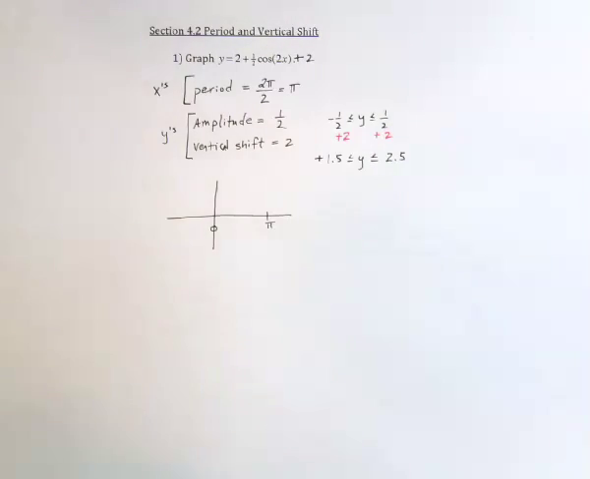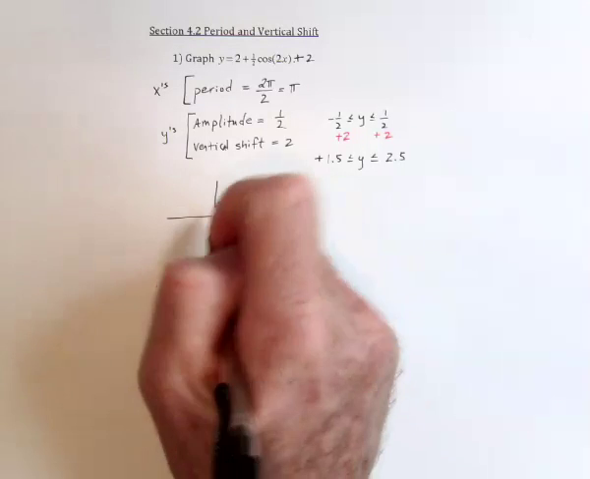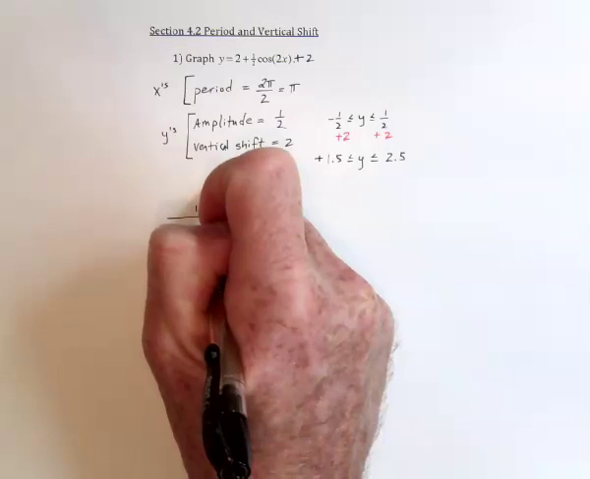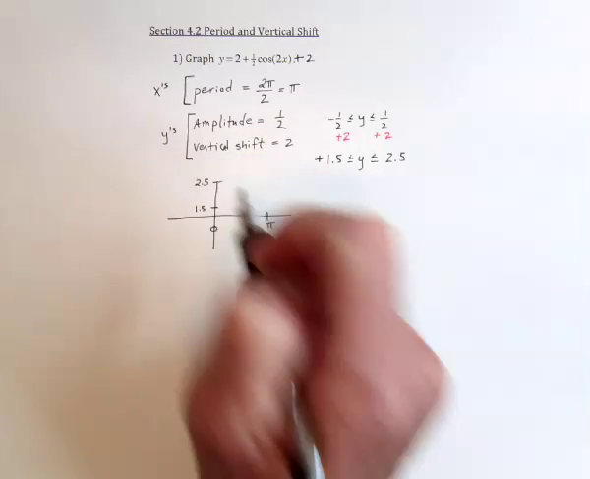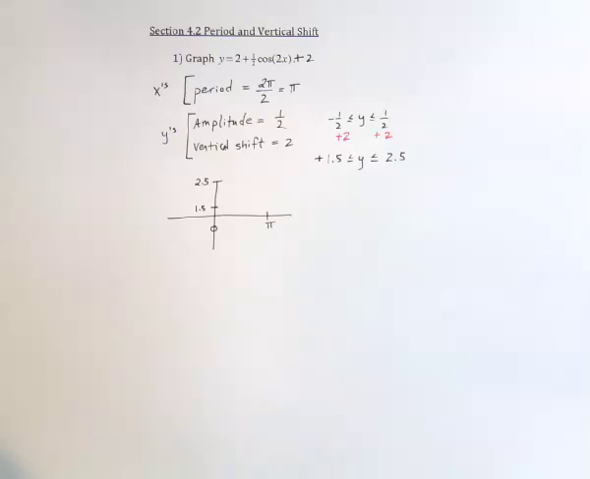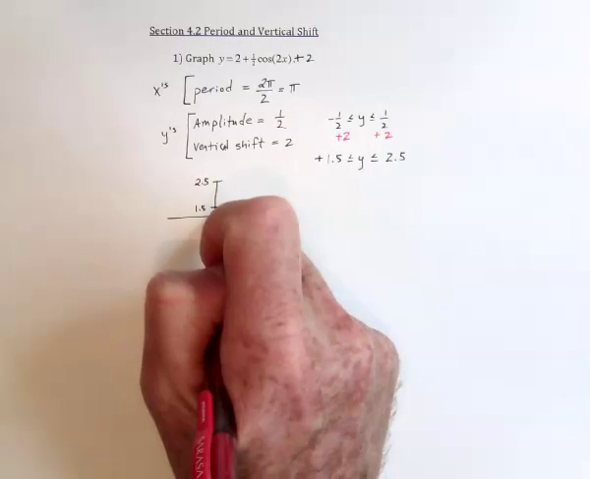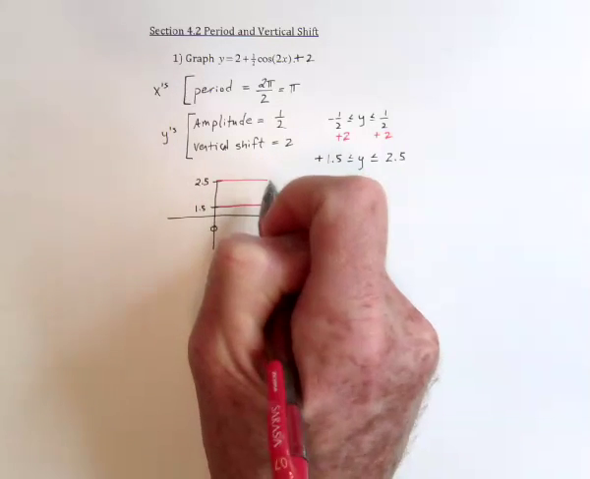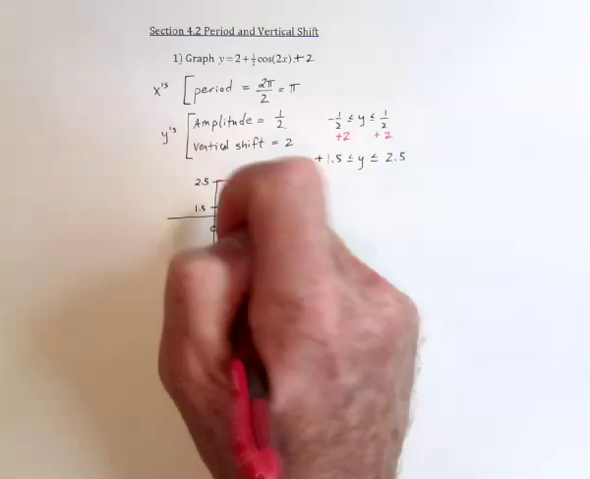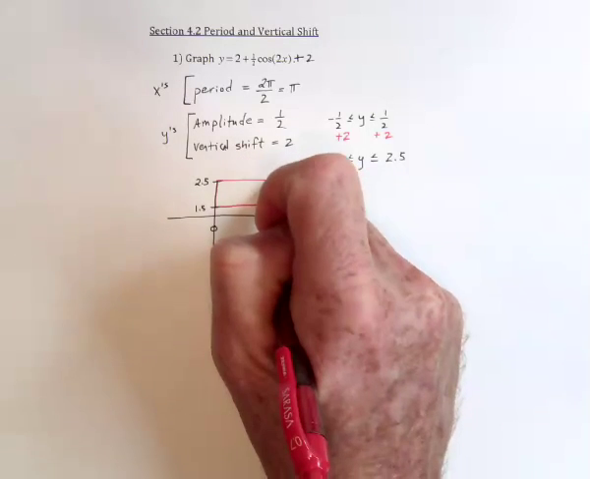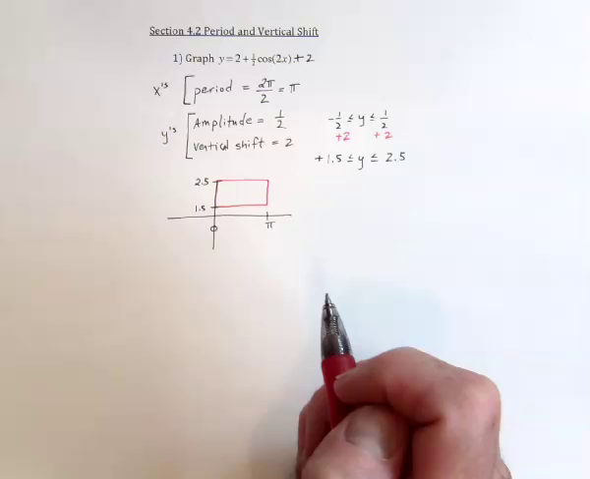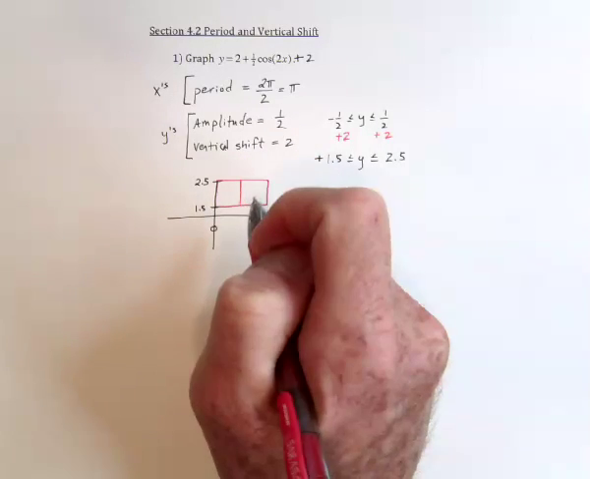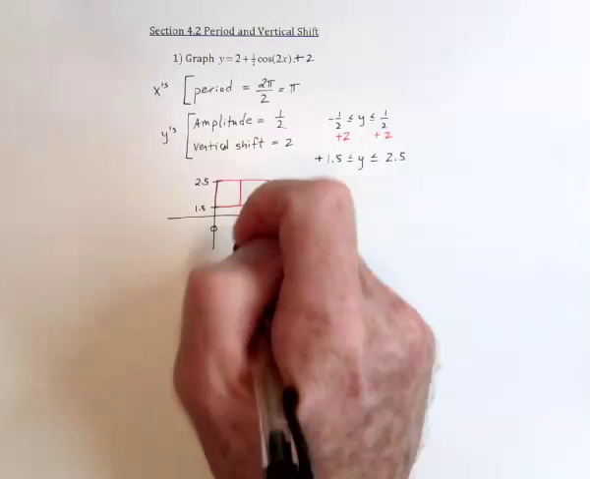So it's going to range between 1.5 and 2.5. And then for these graphs, you can say it's going to range between those two y values and these two x values. And then it makes it easier if you cut the box in half this way, which would be at pi over 2.